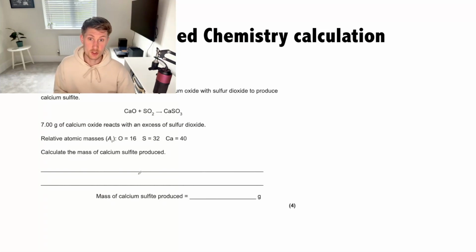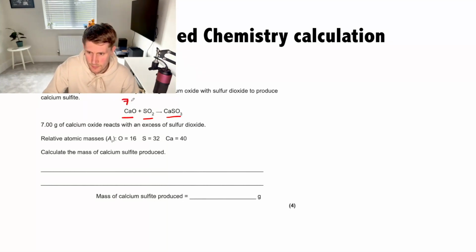Right, the next one is a level 3 extended question. And I've said extended just because there's more parts to it. So it says that sulfur dioxide is an atmospheric pollutant. And the sulfur dioxide pollutant is reduced by reacting calcium oxide, so this thing here, with sulfur dioxide, and it produces calcium sulfite, this thing here. And I have 7 grams of calcium oxide, so I have 7 grams of this to start with, and it reacts with an excess of sulfur dioxide, meaning more than I need. And what you have to calculate is how much of this do I produce in the end?